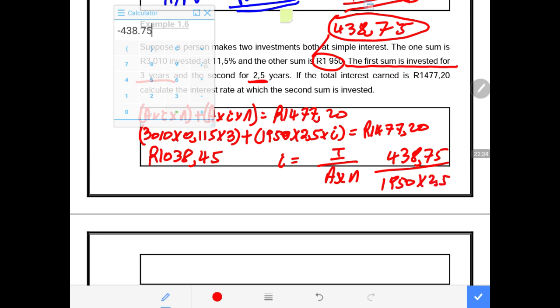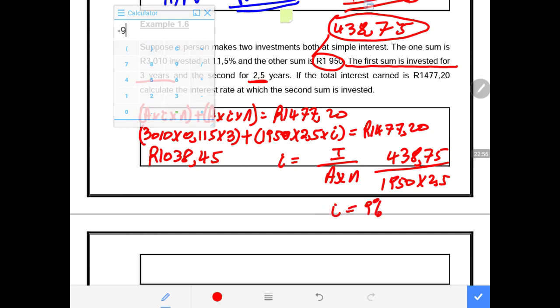Now let me just do this now. We say divide by, open brackets, 1,950 times by 2.5. We close brackets. We say equal. Then we multiply this by 100. We get 9%. Ignore the negative, just that the previous number was negative. We can see that our interest is equal to 9%.